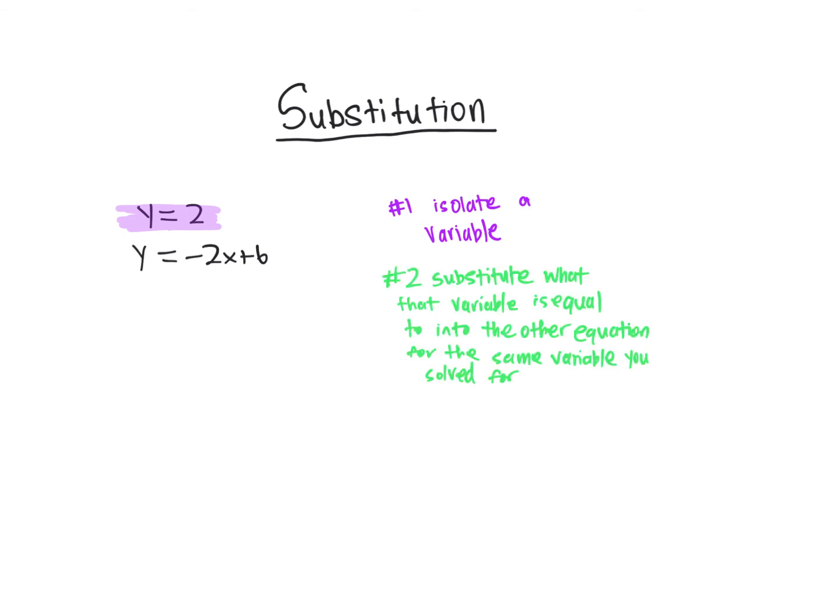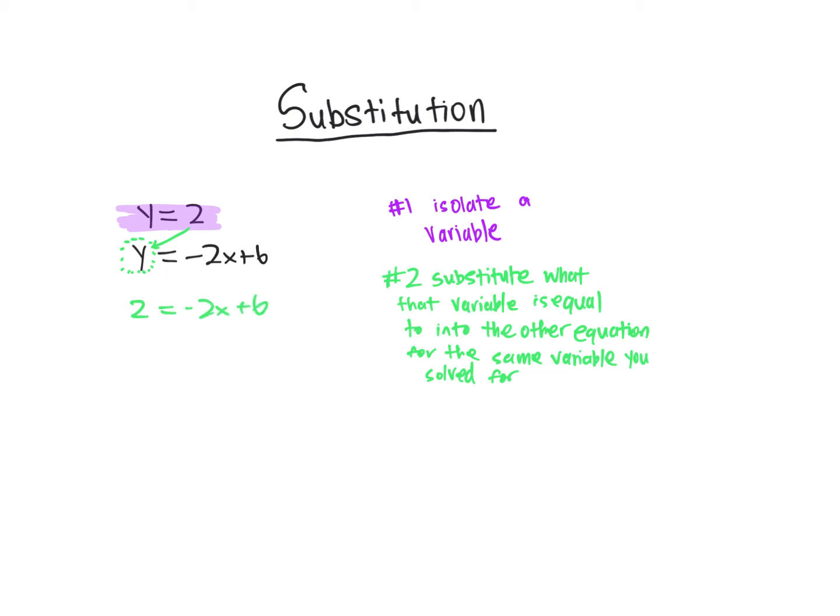After this, step 2, we're going to substitute whatever that variable is equal to, which in this case is 2, into the other equation, for that same variable that you just solved for. So if we said that y is equal to 2 in the top equation, in this bottom equation, we can substitute in a 2 for y. So I'm going to rewrite this as 2 is equal to negative 2x plus 6.